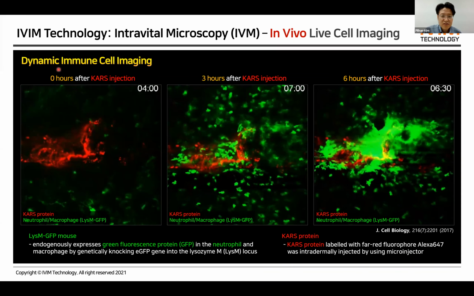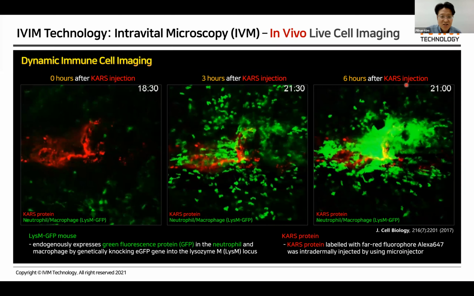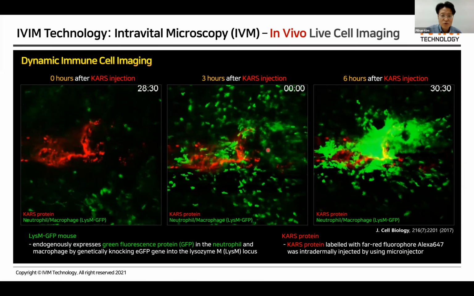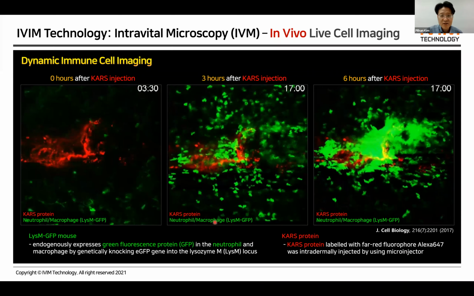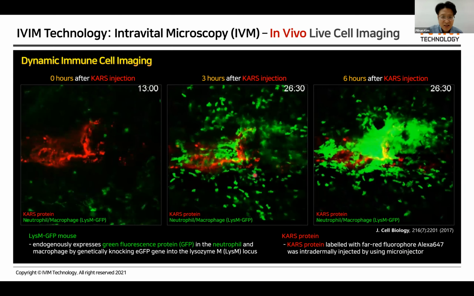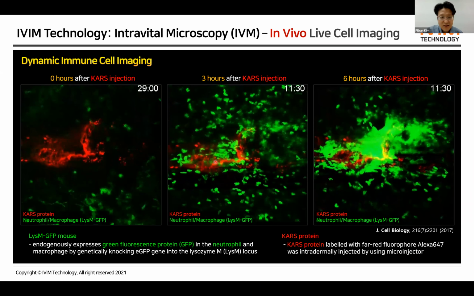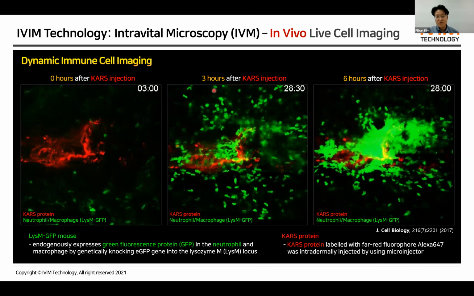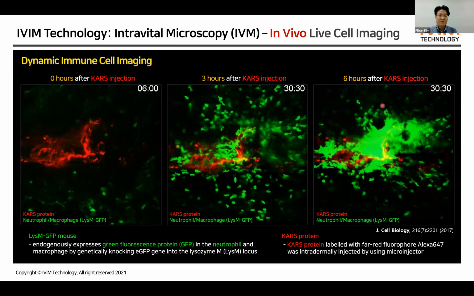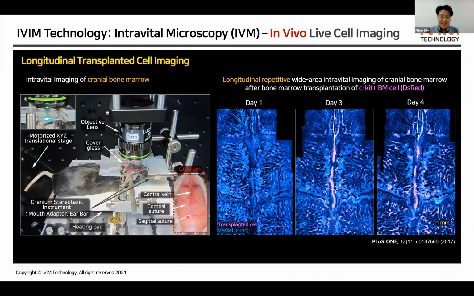And at 0 hours, 3 hours, and 6 hours after this KRS protein injection, you can see this huge infiltration of neutrophils and macrophages. Basically, they are chemo-attracted by this KRS protein to this injection site, as you can clearly see in this video, from 3 hours to 6 hours. And of course, a single imaging session can be 6 hours or even more.